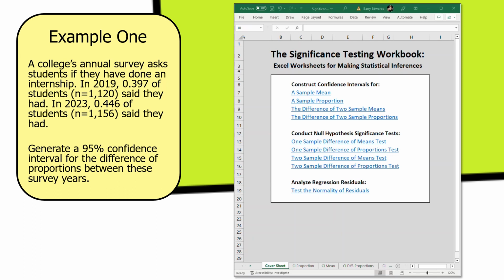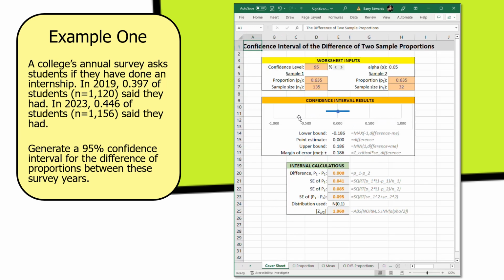So I'm looking at the significance testing workbook here. I'm going to click to the difference of two sample proportions page and our inputs. The problem tells us that we're dealing with a 95% confidence interval, so I will leave that as is. For the first sample, now the difference is going to be calculated as the proportion 1 minus proportion 2. I want to use 2023 as proportion 1, so the difference is a positive number. The proportion of internships has gone up.